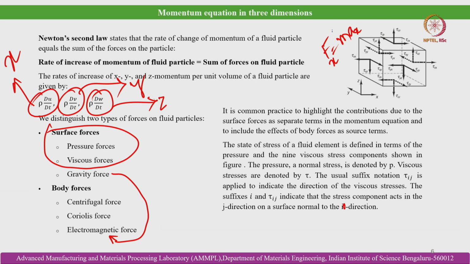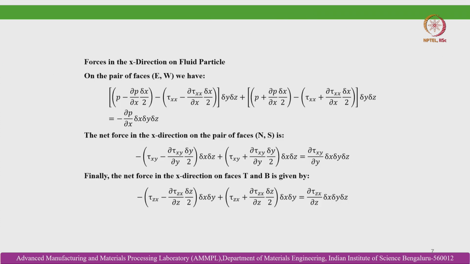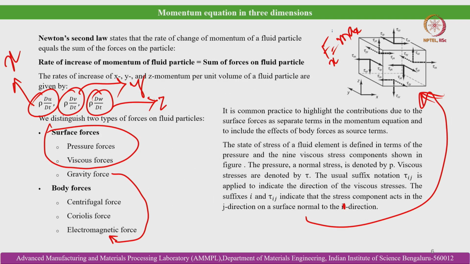For example, if the stress component is tau xz, then it is basically the stress in the z direction in a plane which is normal to the x direction. So, this is how the notations are given in this image, which is shown over here for this cubic fluid element. And then the forces in the x direction on a fluid particle, this will be clear from this.